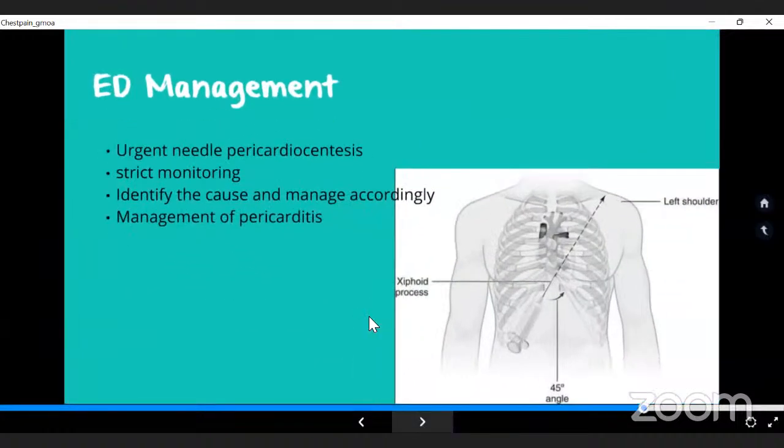And as I mentioned before, management, if the patient is hemodynamically unstable, you need to go for an urgent needle pericardiocentesis, so you need to call your boss and your seniors and get the things arranged by experts.